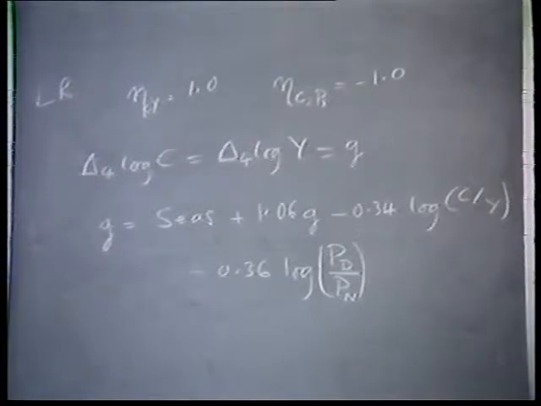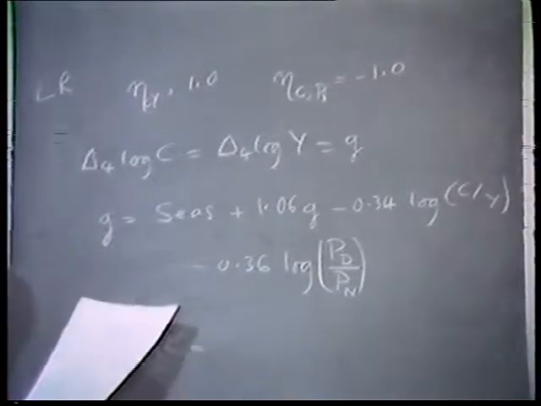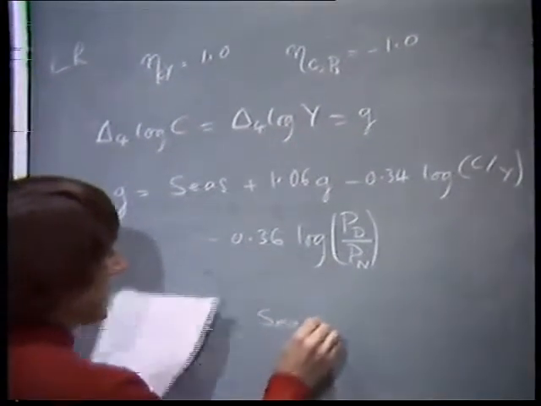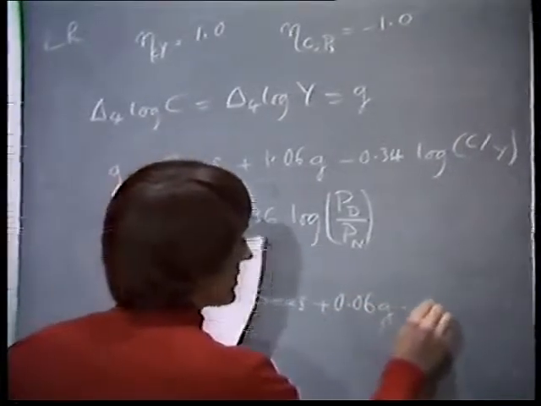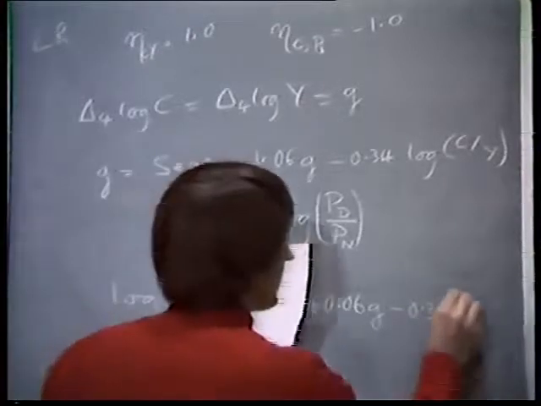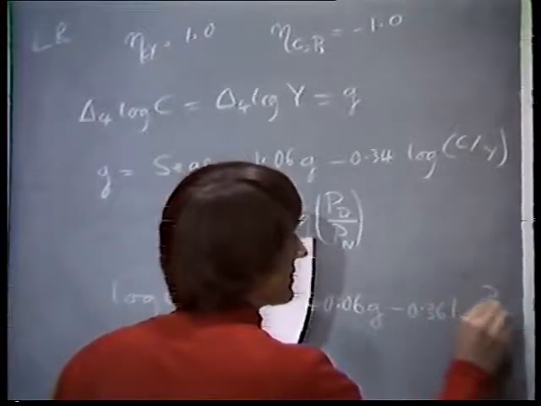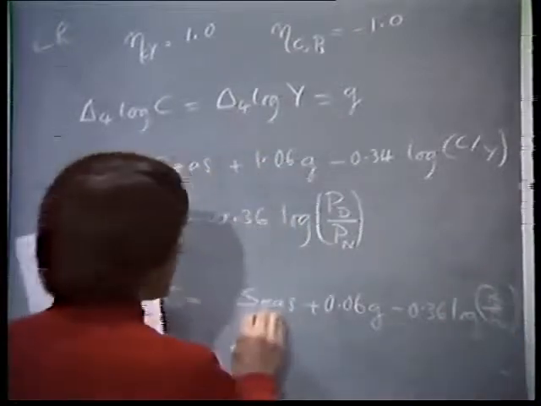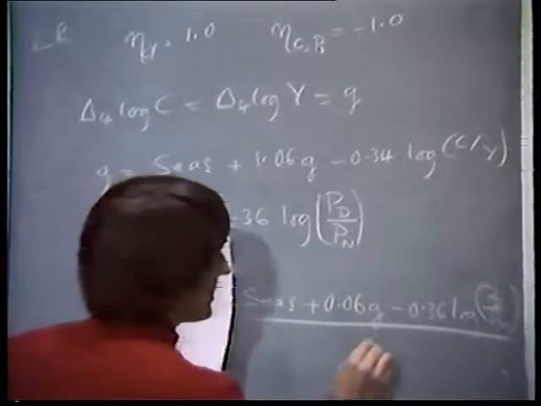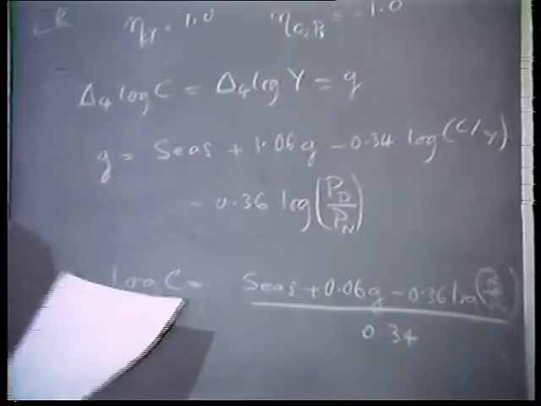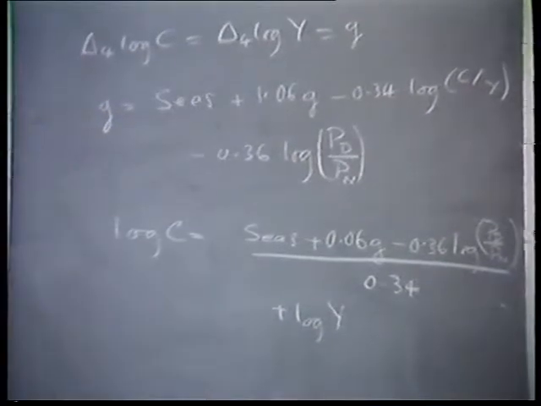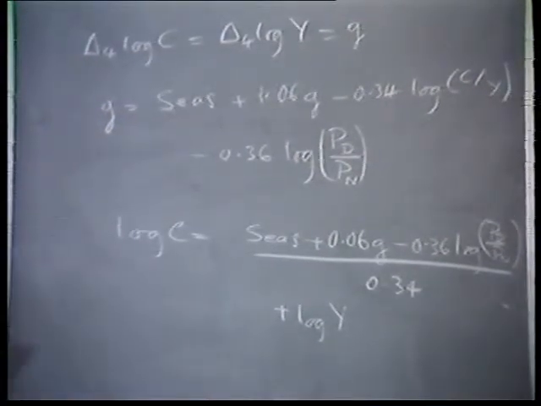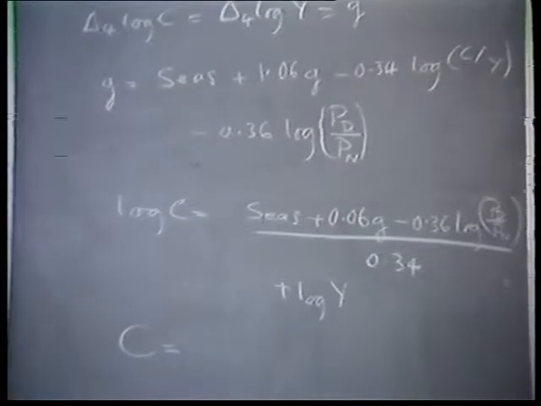And if we solve that now for the log of C, we have that the log of C is equal to the seasonal terms plus 0.06 G minus 0.36 the log price of durables relative to the price of non-durables, all divided by 0.34, and plus the log of y, which gives us our solution for the long-run equilibrium.